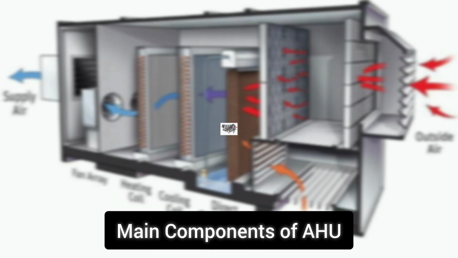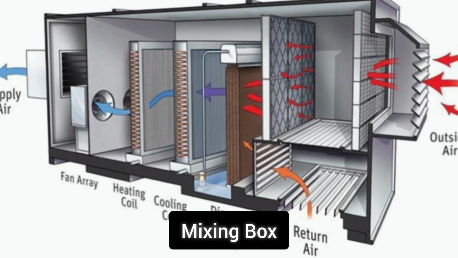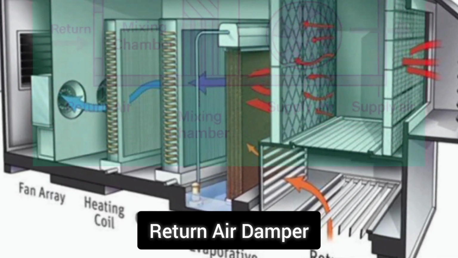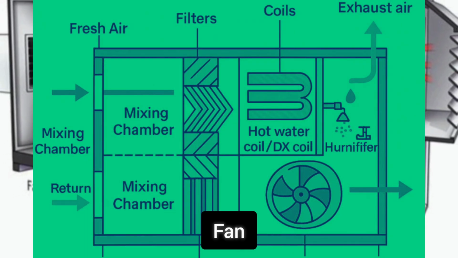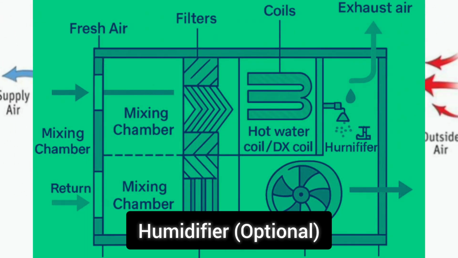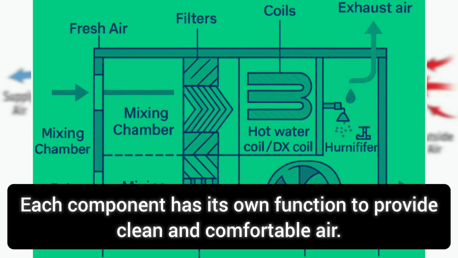Main components of AHU. A typical AHU consists of mixing box, fresh air damper, return air damper, air filters, cooling coil, heating coil, fan, humidifier (optional), drain pan, control dampers. Each component has its own function to provide clean and comfortable air.